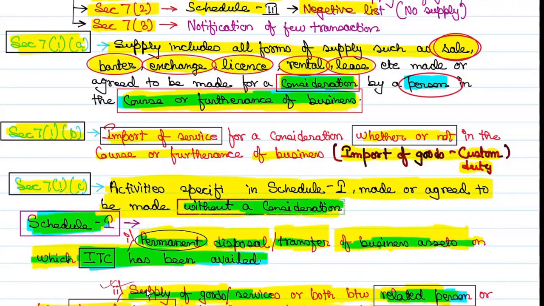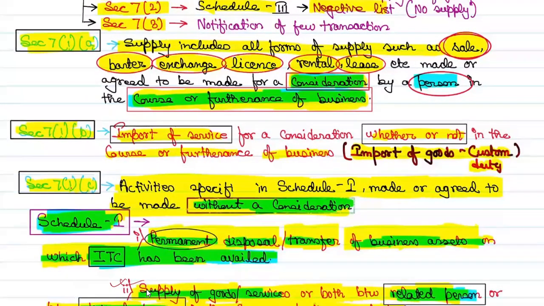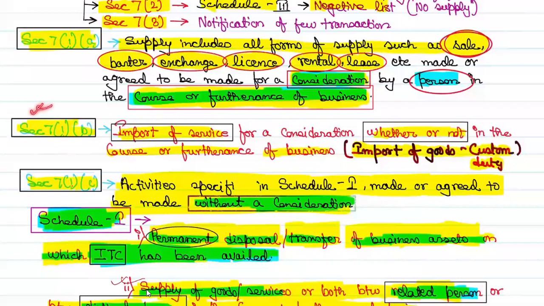Correct. So we saw one exception to course or furtherance of business: import of service for consideration, whether or not in the course or furtherance of business, will also be treated as supply. Yes. Anything to ask?